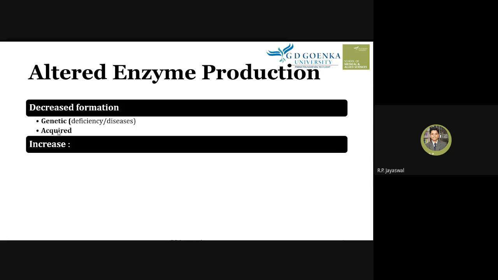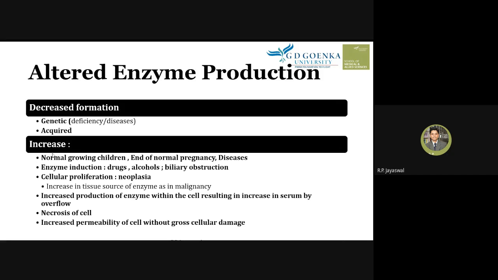Next, increased level of enzyme because of increased production. This happens in normal growing children, at the end of normal pregnancy, or in disease. So these are the conditions where there can be an increase in enzyme production. Growing children have increased enzyme production. At the end of normal pregnancy, there can be increased enzyme production, and at the disease level also, there is increased enzyme production.